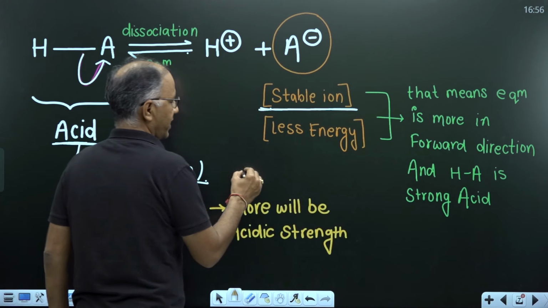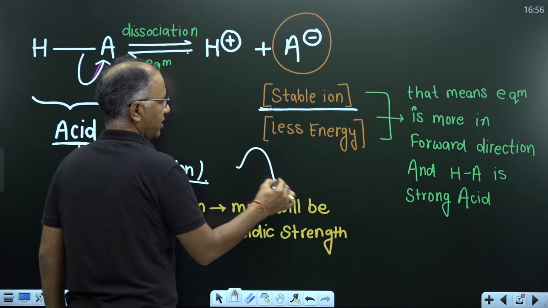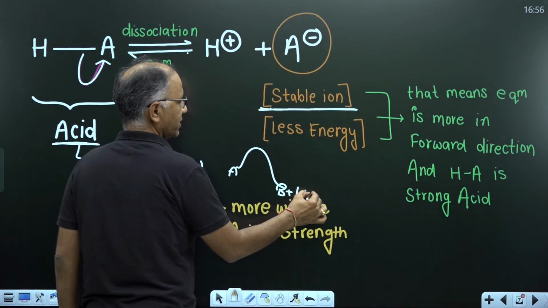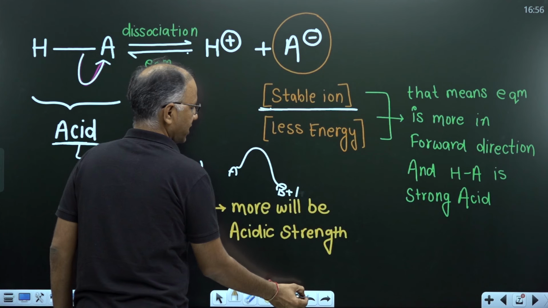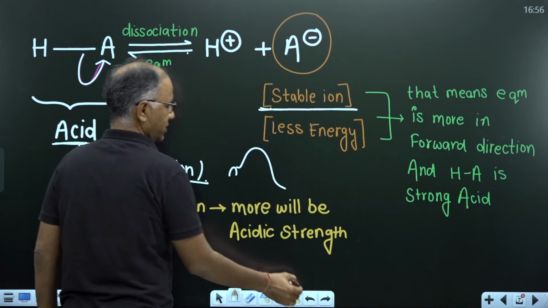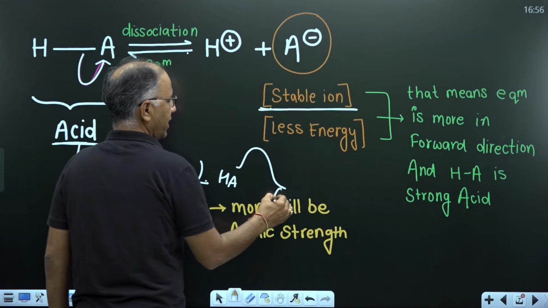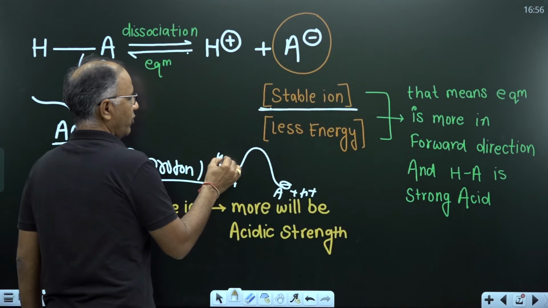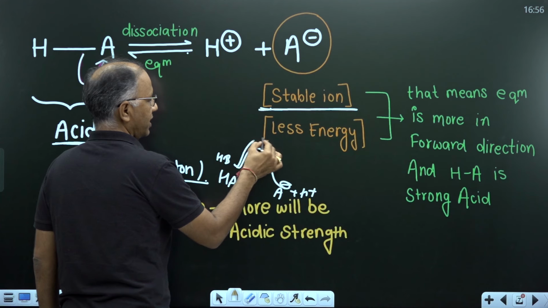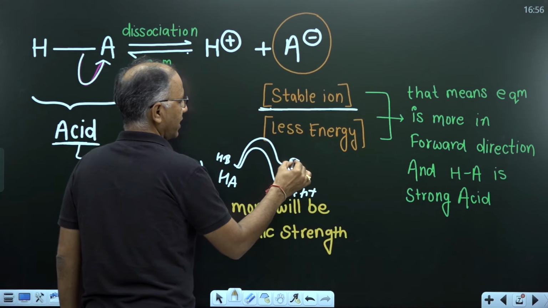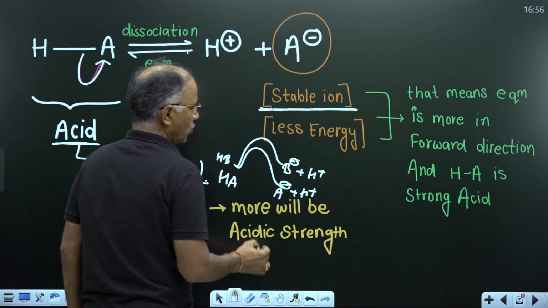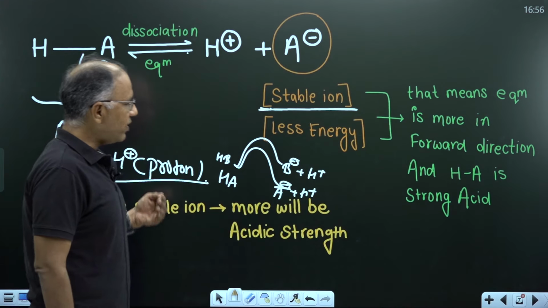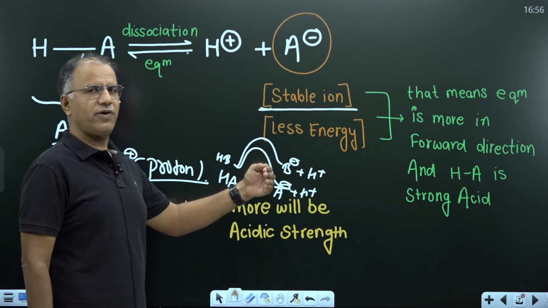More the stable A minus. Let us assume there is a reaction that A converts into B and it gives H plus ion. Or we can say, let us assume this is HA, it gives A minus and H plus ion. One more acid is there, HB, and this gives B minus and H plus ion. More the stable A minus, we can say more will be the exothermic reaction, more will be the forward direction.